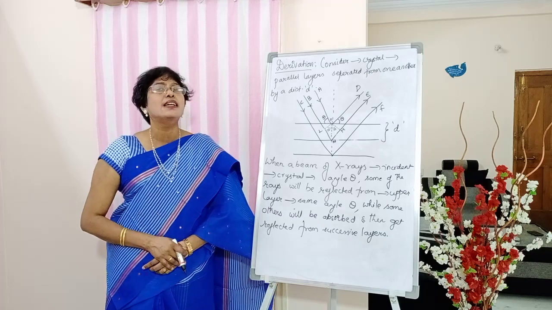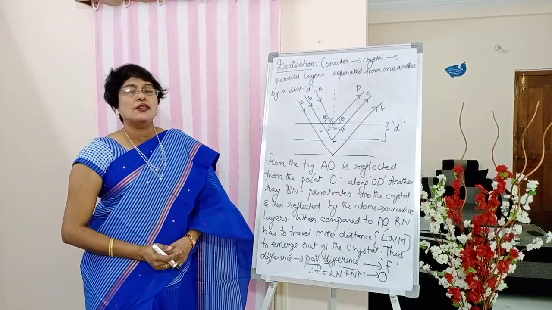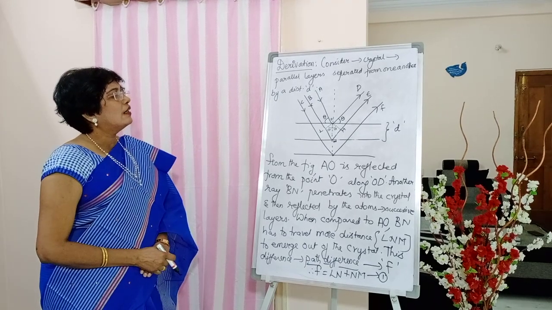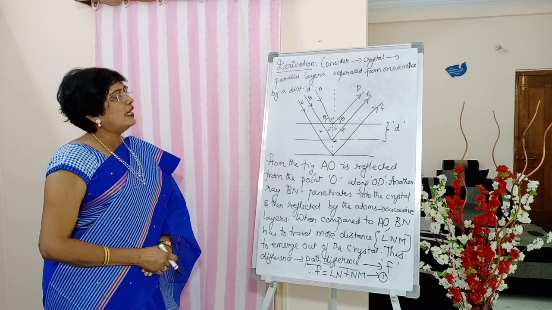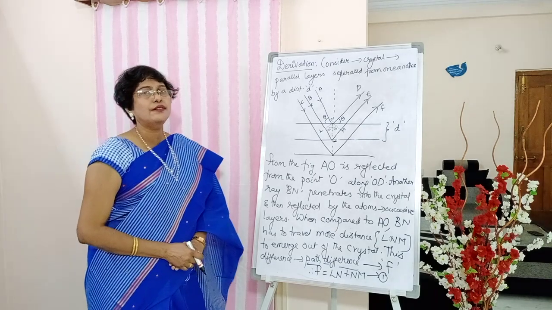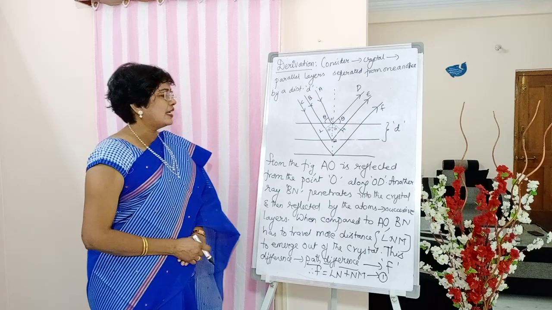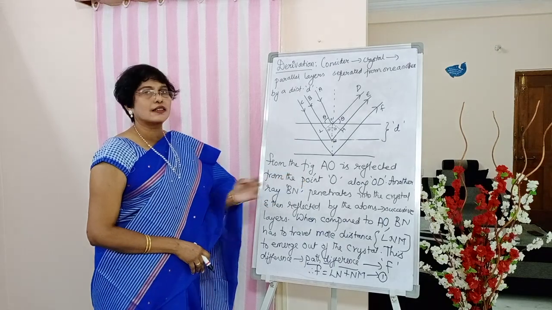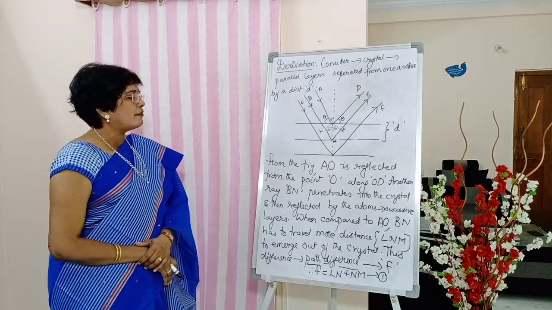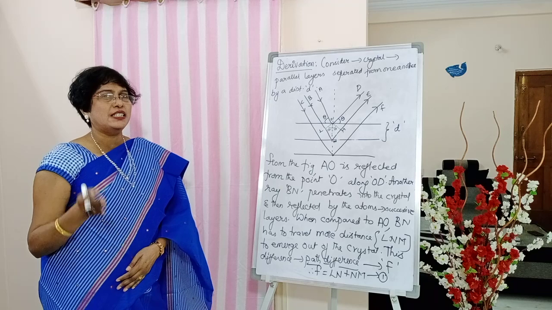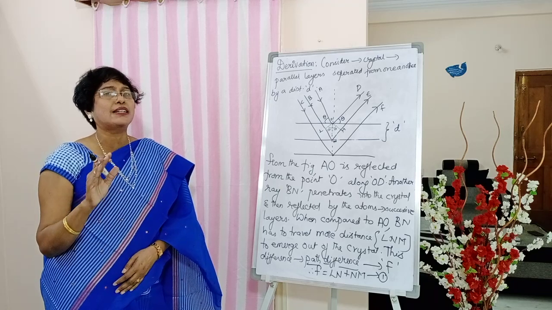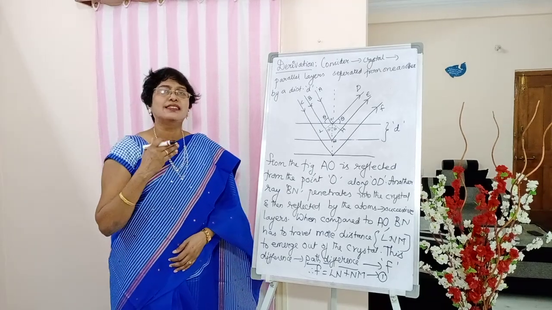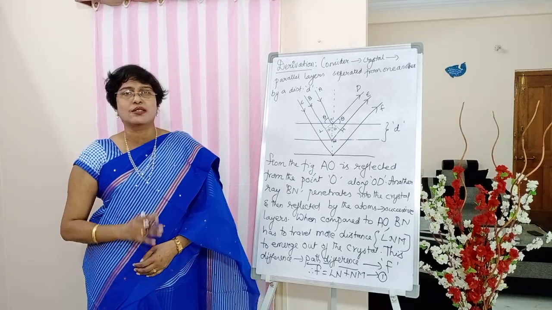Now let us look at the derivation part. Look at the figure, students. We have marked a few letters: A, O, B, L, N, M and D. We are going to concentrate on these letters. Here I have written, from the figure, AO is reflected. We have seen that X-rays are incident on the crystal. Some of them are reflected back from the upper layer itself at the same angle. A few were absorbed and then reflected back from the successive layers.